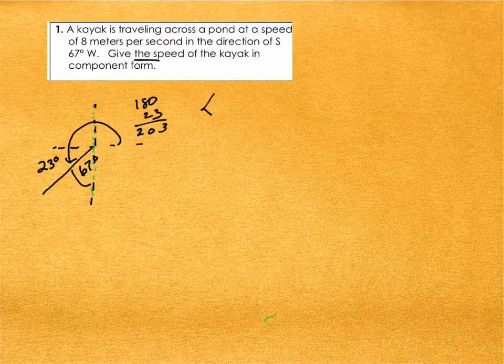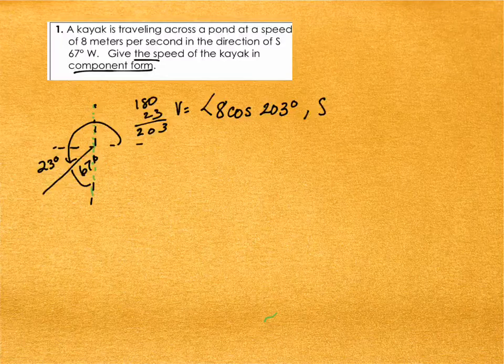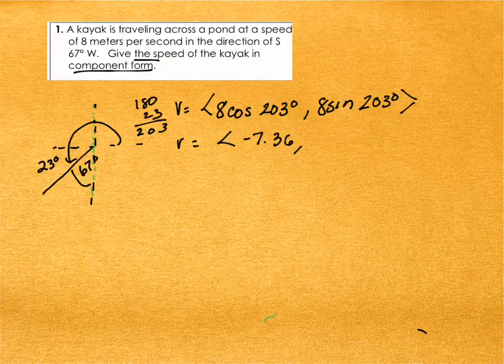So give the speed of the kayak in component form would be V equals 8 cosine 203 degrees, 8 sine 203 degrees. And so V equals 8 cosine of 203 degrees is negative 7.36. And sine of 203 degrees times 8 is, you should get negative 3.13.